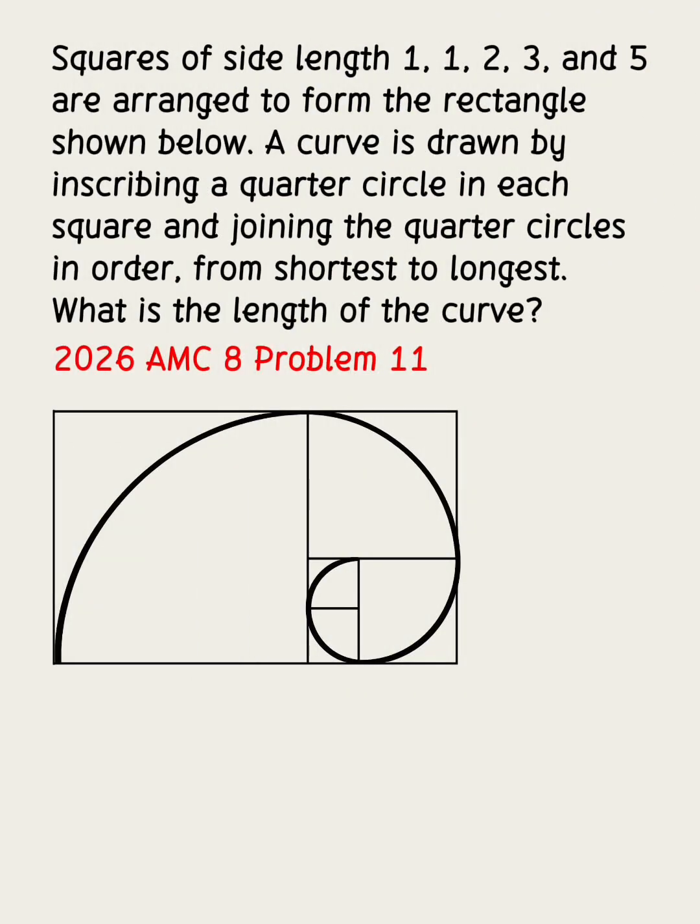As shown, there are 5 squares and a spiral. Each segment of the spiral is a quarter circle arc.